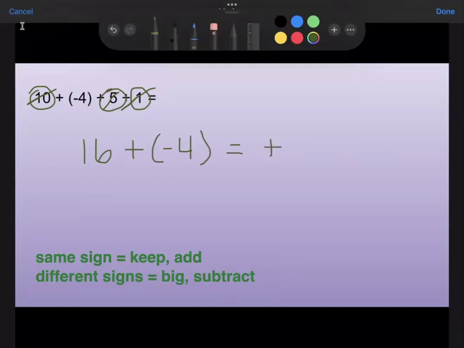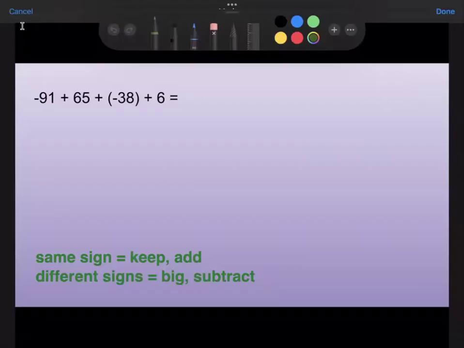So I can put a little plus there, or I can just leave it blank, just so I know I've thought about it. And then my next step is to subtract the numbers. So I'm going to have to do 16 minus 4. So I'd have 2 here and 1 here. So that would be +12 or just 12.